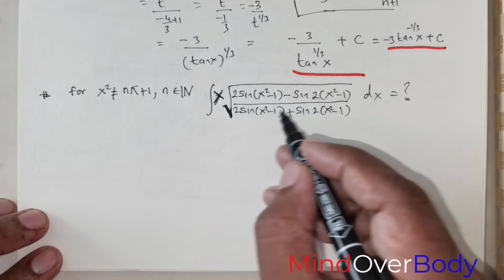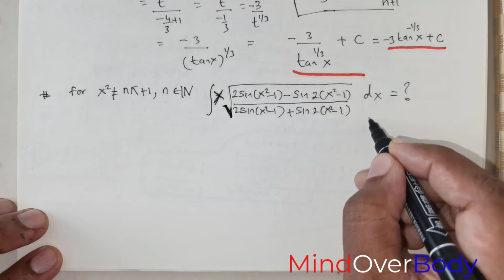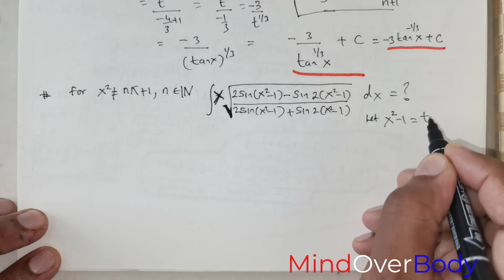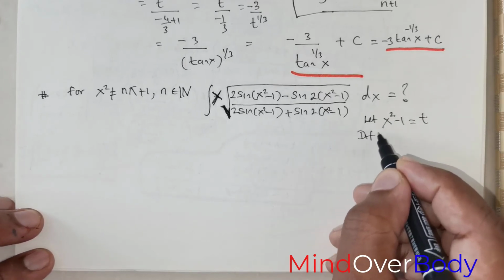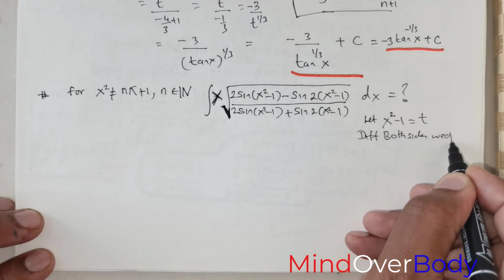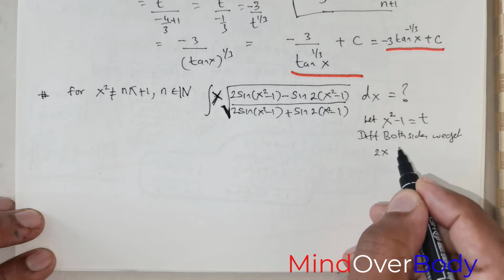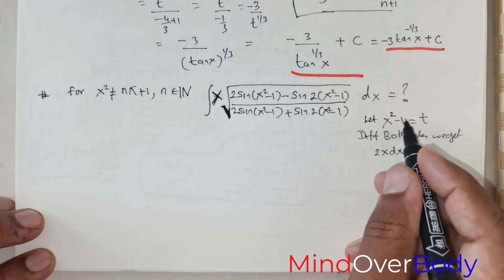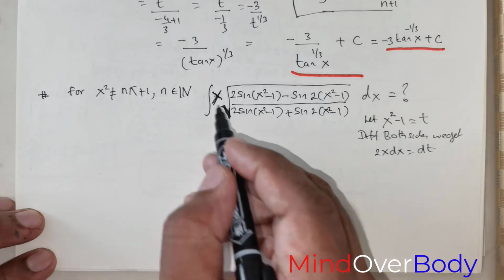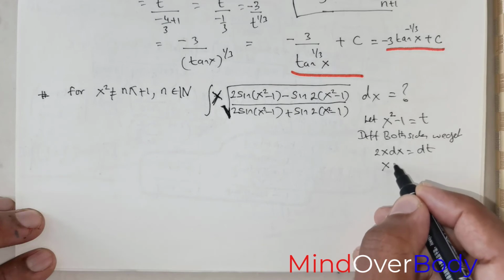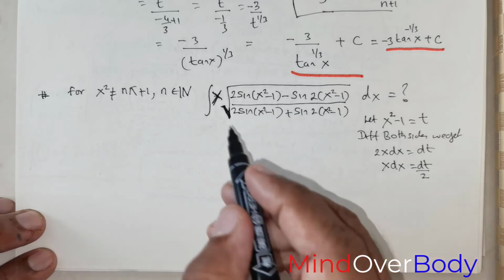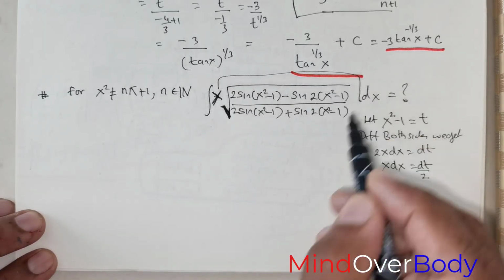Now we got x outside and we got x squared minus 1 inside. So what I'm going to do is take the substitution: let x squared minus 1 be equal to some t. Now differentiating both sides, we get 2 times x dx, because differentiation of 1 is 0, and this would give me dt. Now I just only have x there, so I can rewrite this as x times dx is equal to dt over 2. So I would be clubbing this with this.